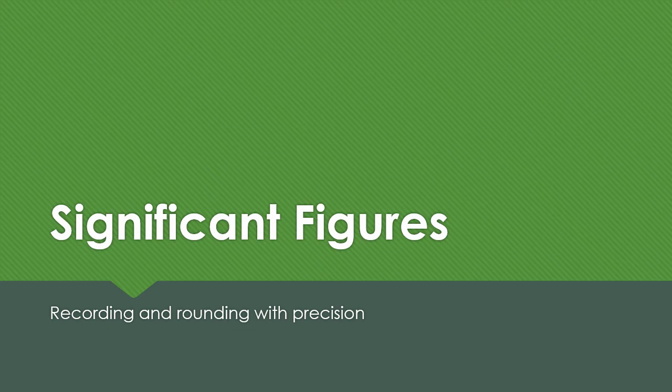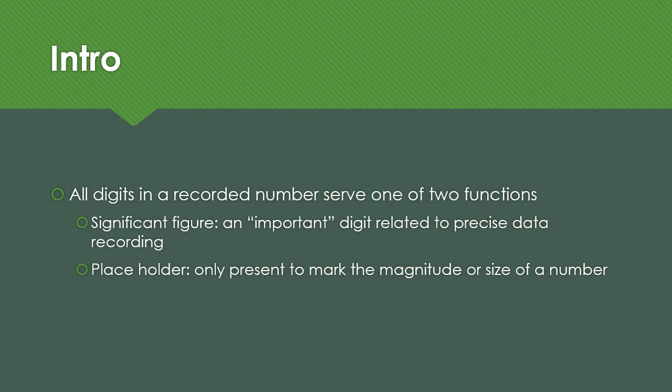Hello everyone. Today we're going to learn about significant figures. All the digits in a recorded number serve one of two functions. Either they are a significant figure, a quote-unquote important digit that is related to the precision of the data that's being recorded. Traditionally it is all the known digits for the data point and one final estimated digit.